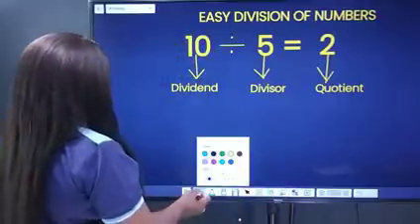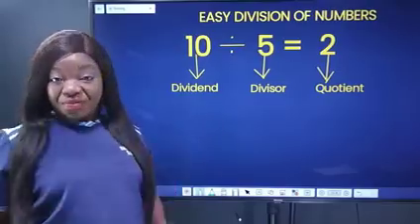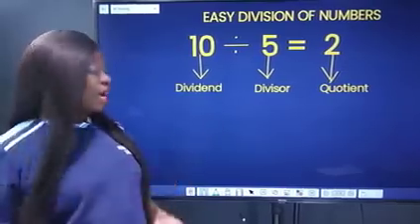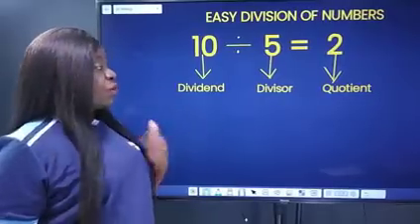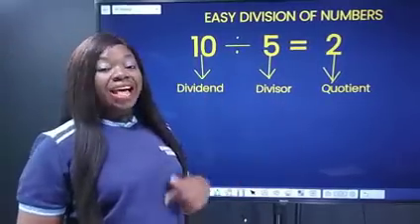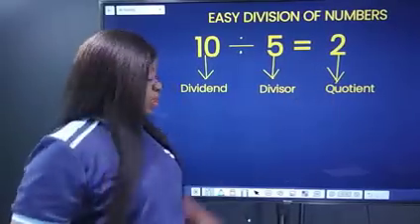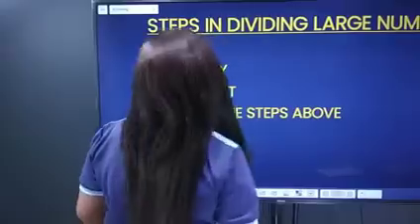Now, that is to tell you that when it comes to division of numbers, the larger number that is to be divided is called the dividend, while the number you're dividing by is called the divisor, and the answer, the result of the division, is called the quotient. Let's see the first example.